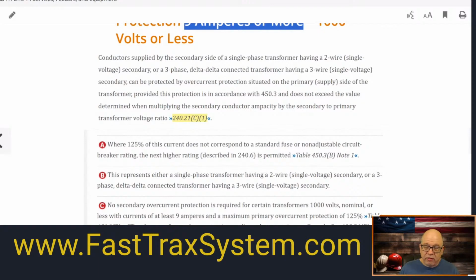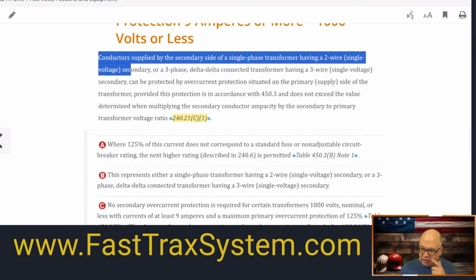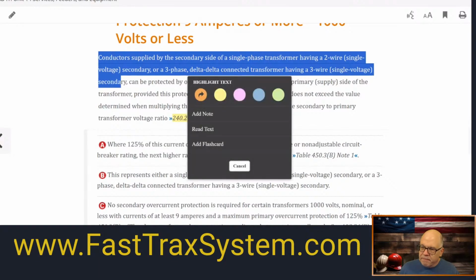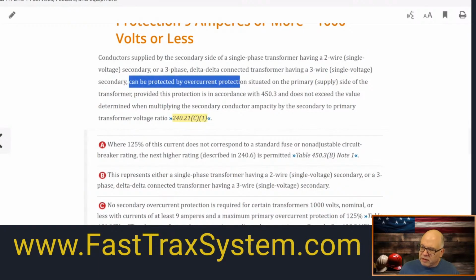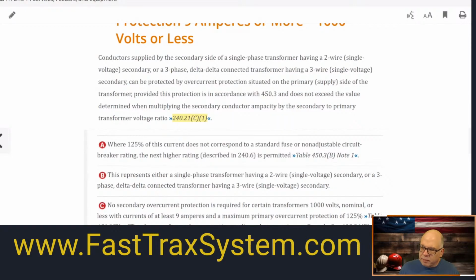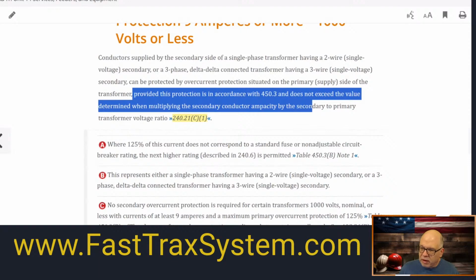It says, and this is right out of our program, conductors supplied by a secondary side of a single-phase transformer having a 2-wire single voltage secondary, or a 3-phase delta-delta connected transformer having a 3-wire single voltage secondary, can be protected by overcurrent protection situated on the primary side of the transformer, provided the protection is in accordance with 450.3 and does not exceed the values determined when multiplying the secondary conductor's ampacity by the secondary to primary transformer voltage ratio.